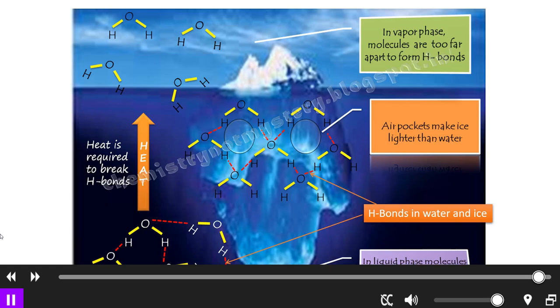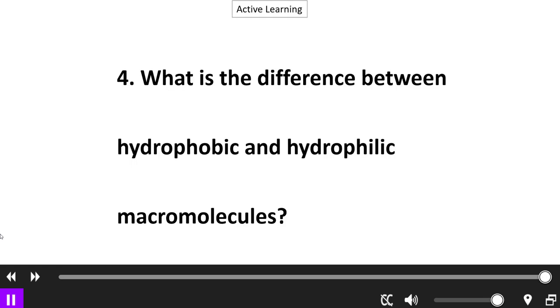So this image also demonstrates this. This is water molecules in the ice all connected. This is in the liquid water, and this is gaseous, how they start to break down. So by the end of this part, you will now be able to answer what is the difference between hydrophobic and hydrophilic macromolecules.